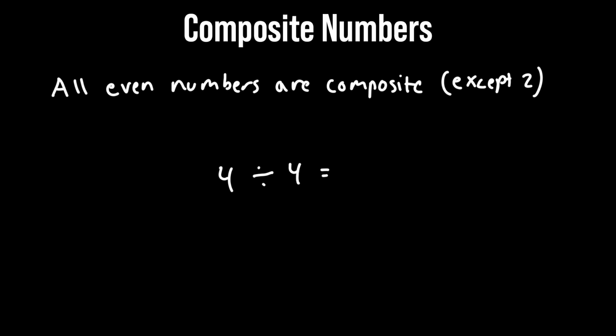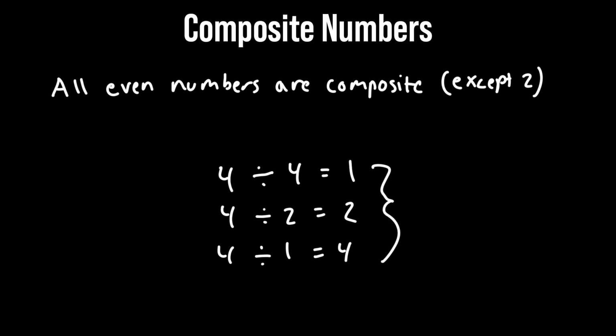You have 4, which is equal to 1. You have 2, which is equal to 2. And you have 1, which is equal to 4. So you have 3 factors of 4. As you might notice, one of the factors of 4 is 2. And every even number can be divided by 2. So every even number has a factor of 2.